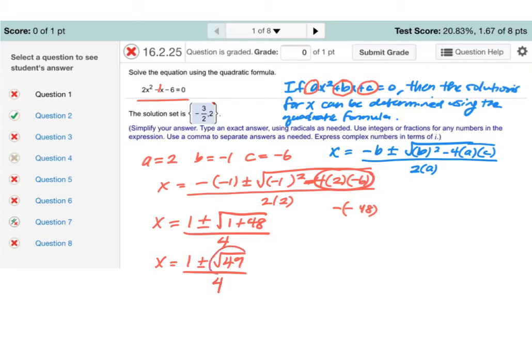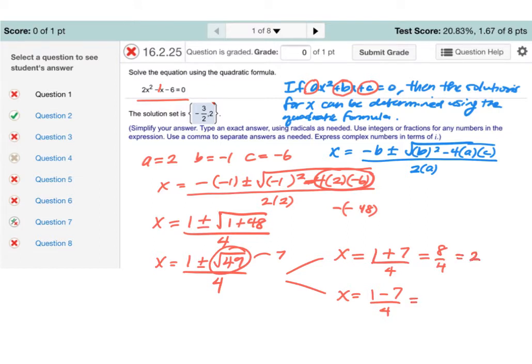And so here the square root of 49 is 7. And so we have two solutions. We have x is equal to 1 plus 7 over 4, and x is equal to 1 minus 7 over 4. Okay? And so for 1 plus 7, we get 8 fourths, which simplifies to 2.